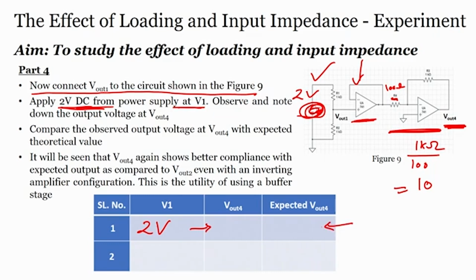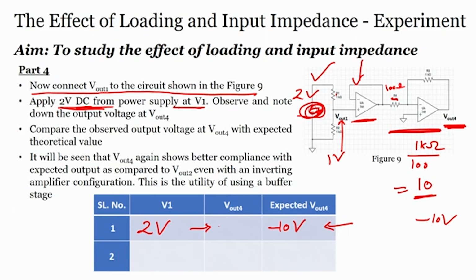For example, if I apply 2 volts, the output V out 1 here should be 1 volt, if the resistors are the same. This voltage I am applying to the inverting amplifier, which has a gain of 10. So, my V out 4 will be minus 10 volts. This is my expected output, minus 10. Now, let us see what V out 4 is.